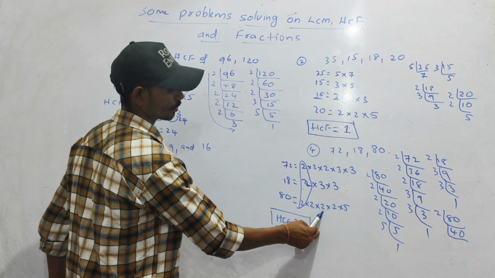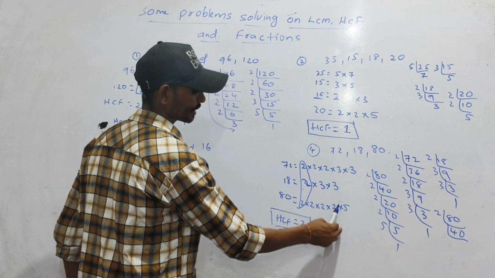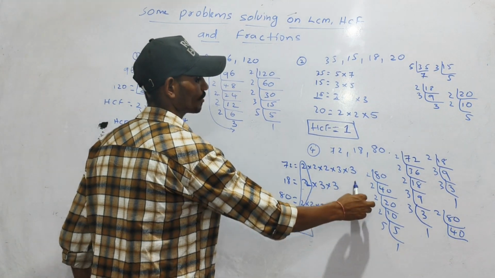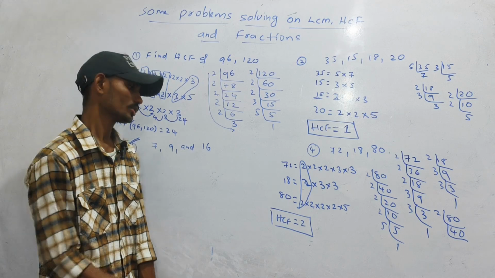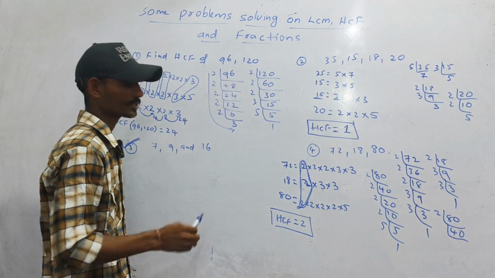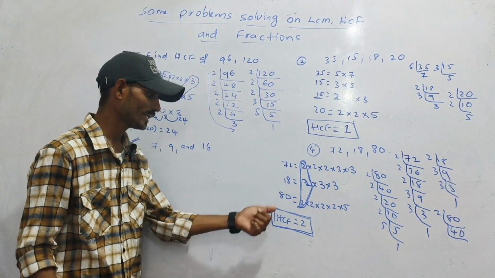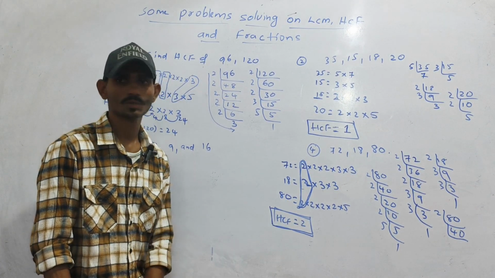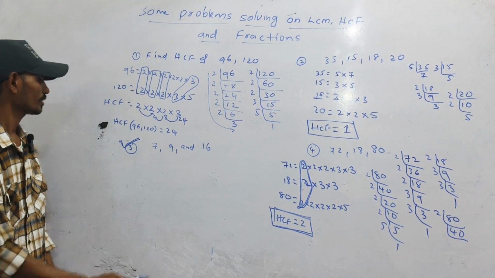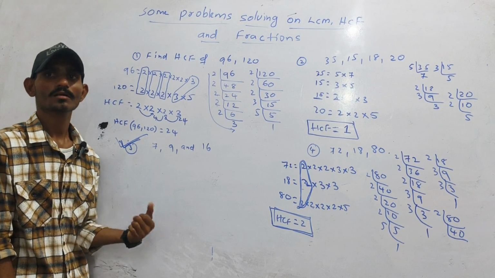Okay, now let's check if there are any common factors. Here 2, here 2, but in this number there is no 2. Here 3, here 3, but in this number there is no common factor of 3. Here 5, in these two numbers there is no common factor of 5. So the only common factor becomes 2. So the highest common factor of 72, 18 and 80 is 2. Okay, I hope all of you understand how I am solving. So this is a question for you: solve in the same manner and give the answer in the comment box.